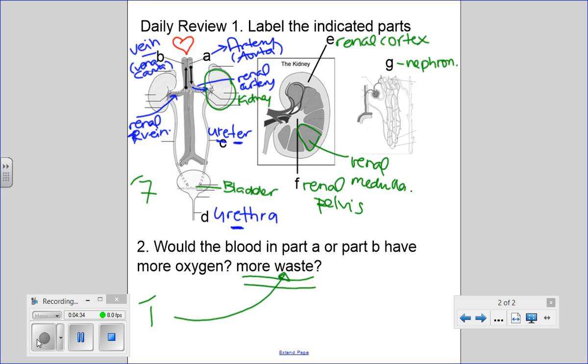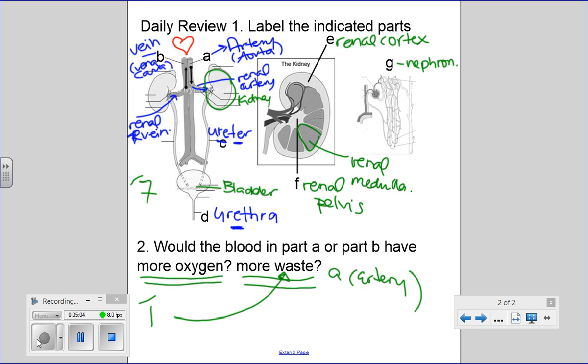There should be more waste in A, the artery, because it has not yet been filtered. So if you, for example, labeled B as the artery, but then you said B was your answer to this, I might end up giving you part of a mark there because you said the right blood vessel. But the artery should have more waste. That's the blood that's coming in. It has to get filtered.